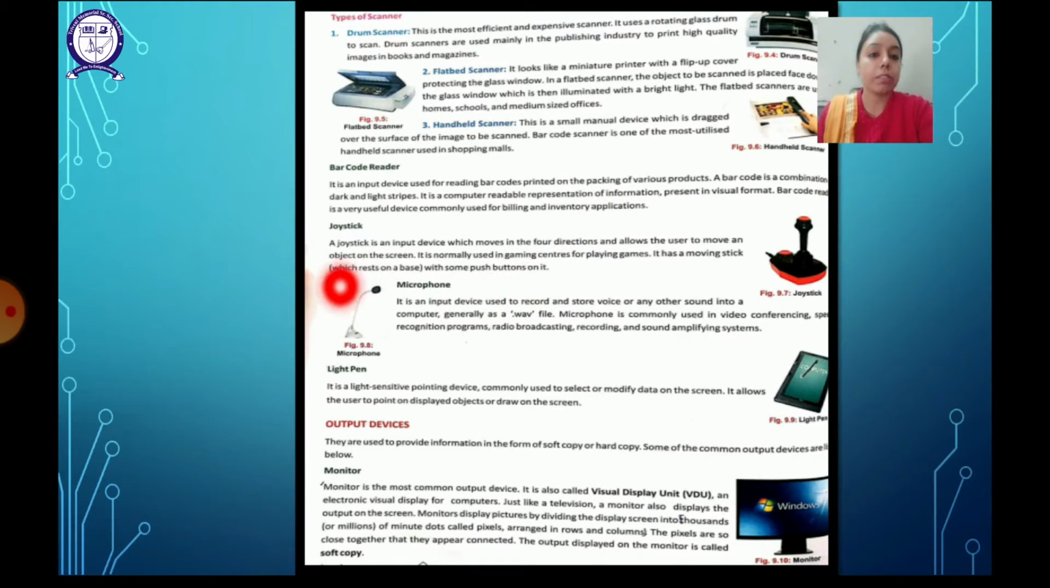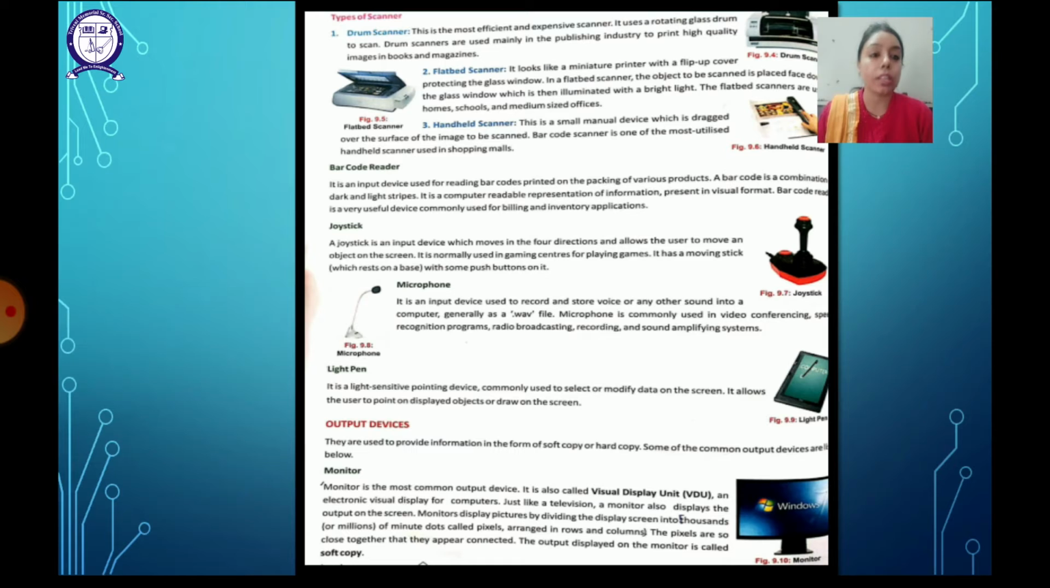Then we have this microphone which you see here. It is also an input device which is used to record your voice and store voice or any other sound into the computer. The sound files are stored as .wav files. Okay, so where do we use this microphone? You must have seen that while your prime minister or any other person is giving lectures on a TV screen or any other place, it is used for video conferencing and to speak up.